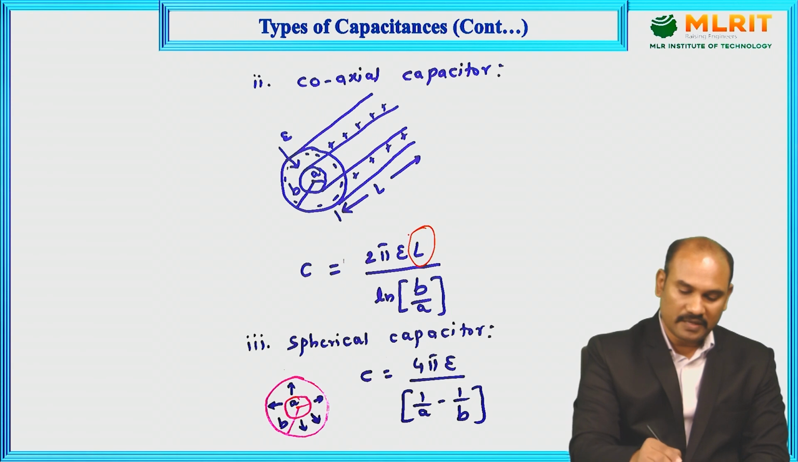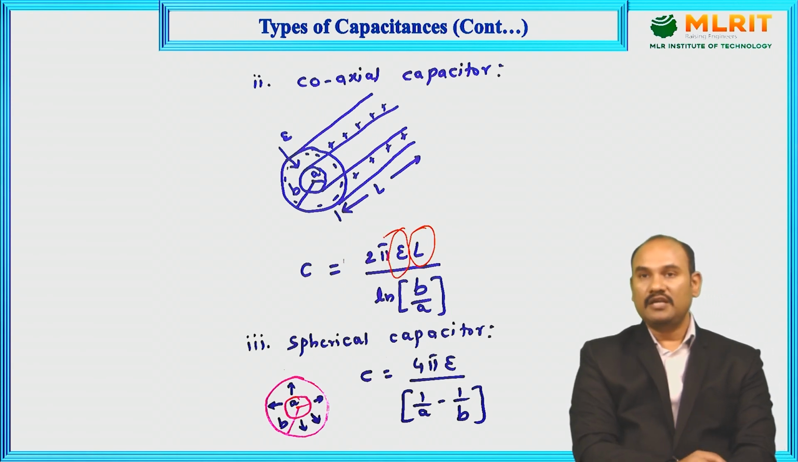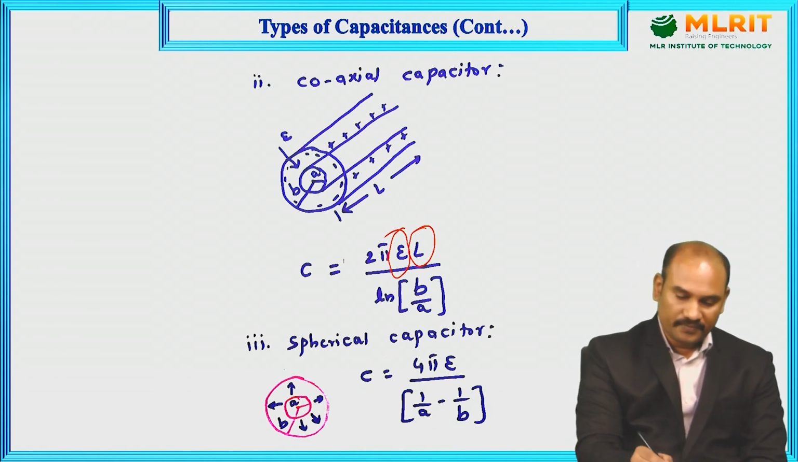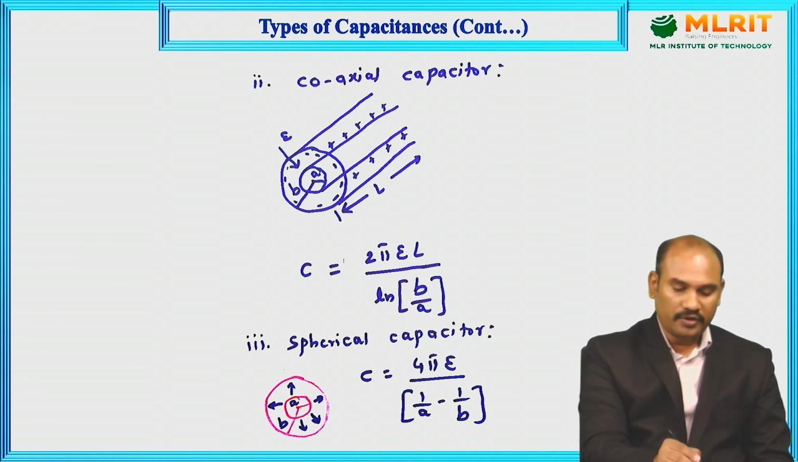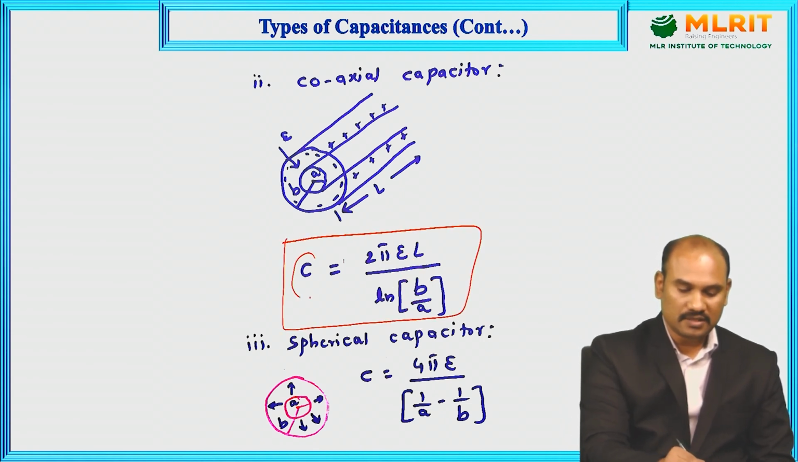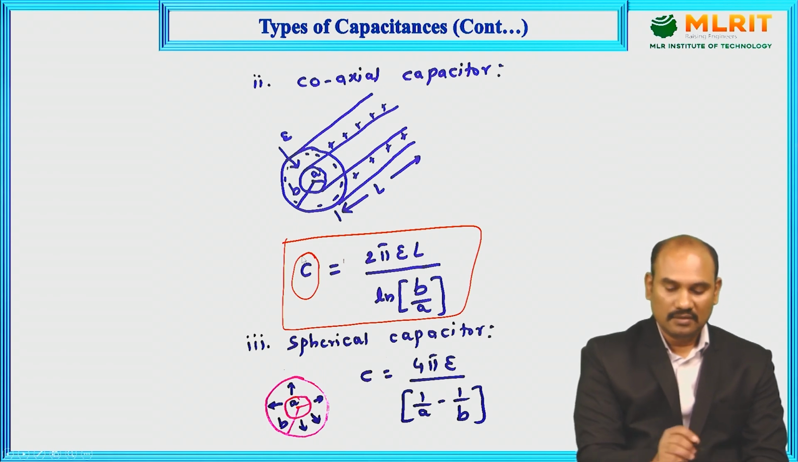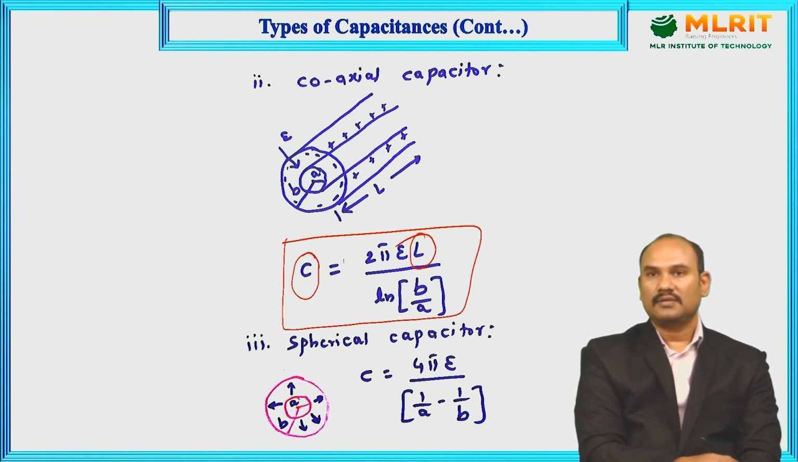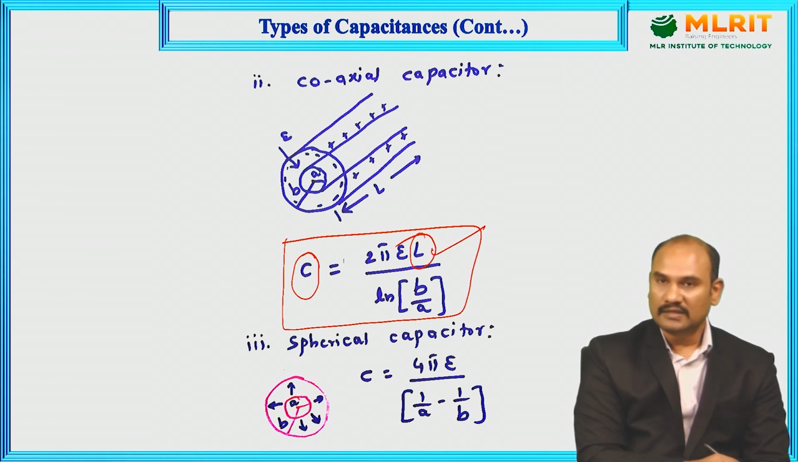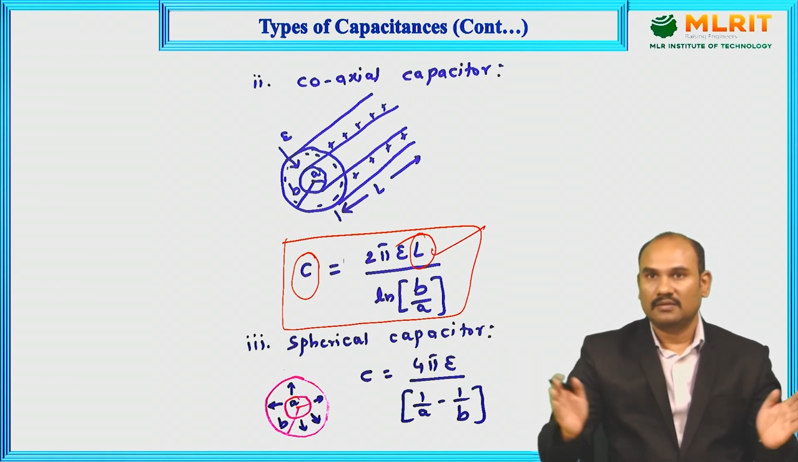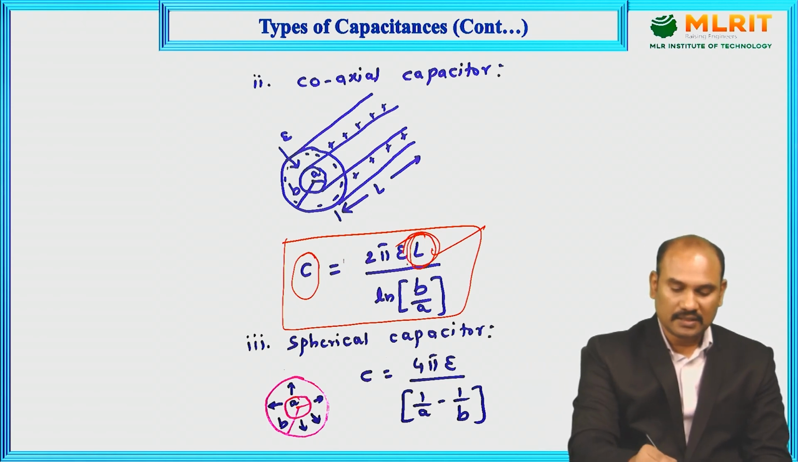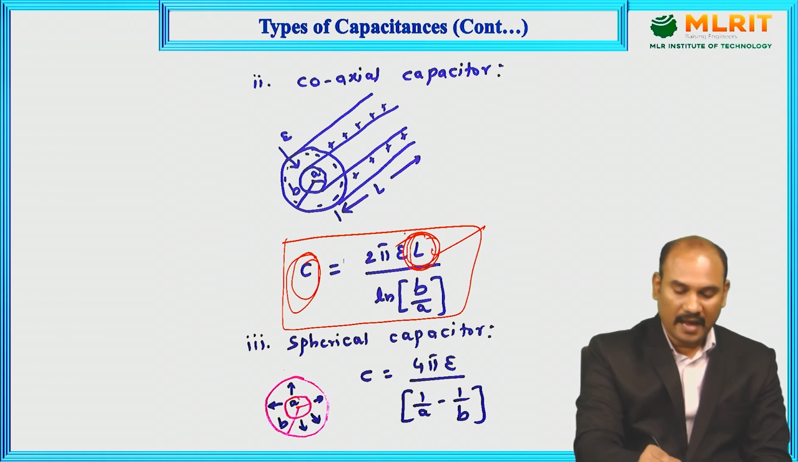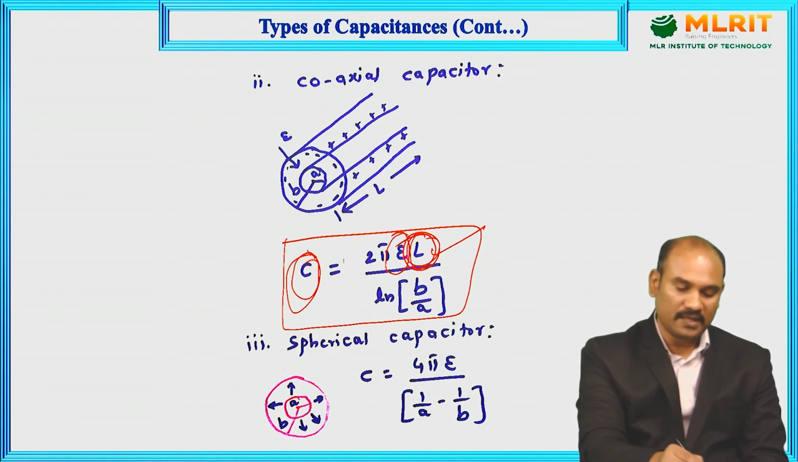L stands for the length of the capacitor, epsilon stands for the permittivity of the material that is filling the region between the two conductors, inner and outer. A stands for the radius of the inner conductor, B stands for the radius of the outer conductor. So what do you understand from this? The capacitance of a coaxial capacitor depends on the length of the capacitor. Bigger means in the sense of length, not in terms of radius. Bigger the coaxial capacitor, higher will be the capacitance. Higher the permittivity of the material that you are using, higher will be the capacitance.